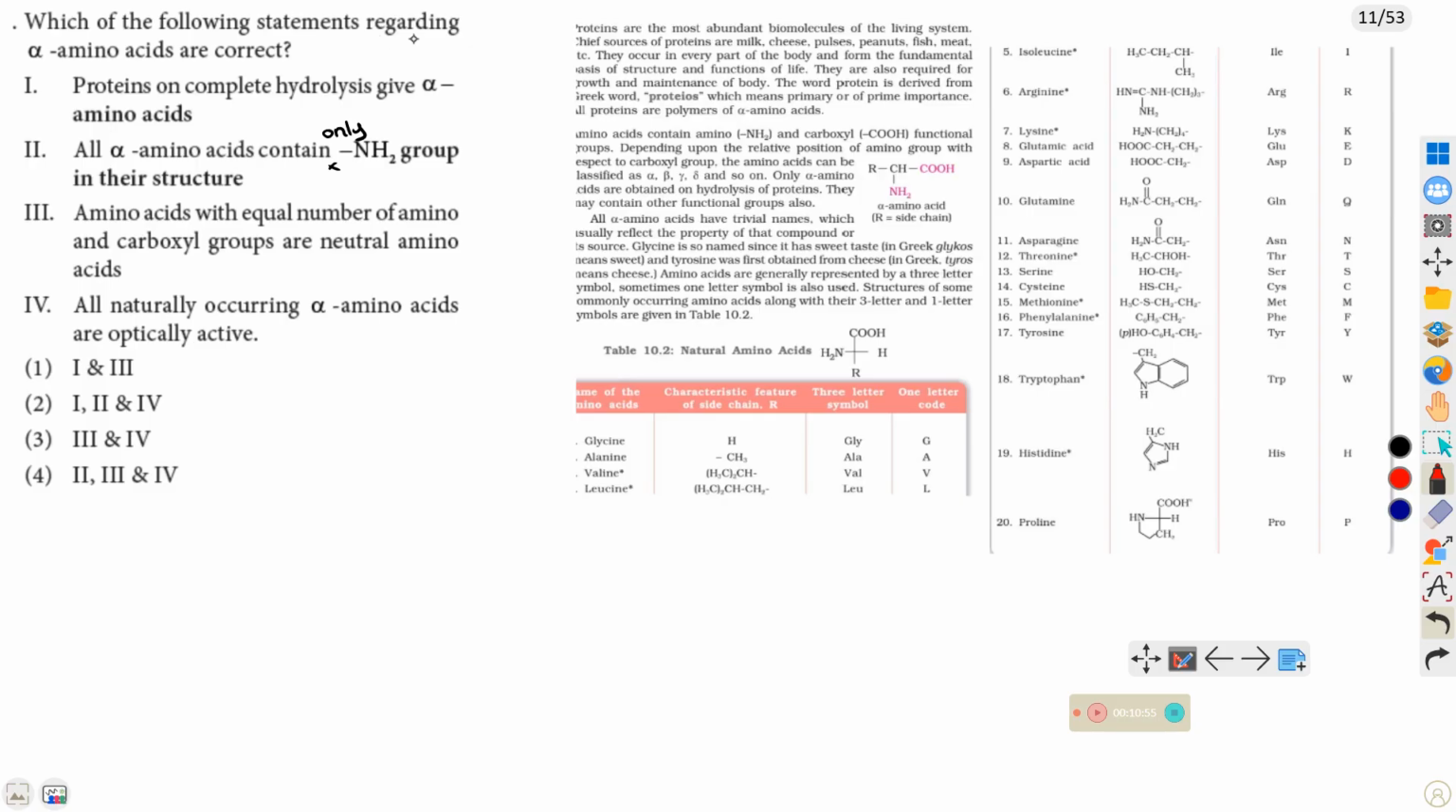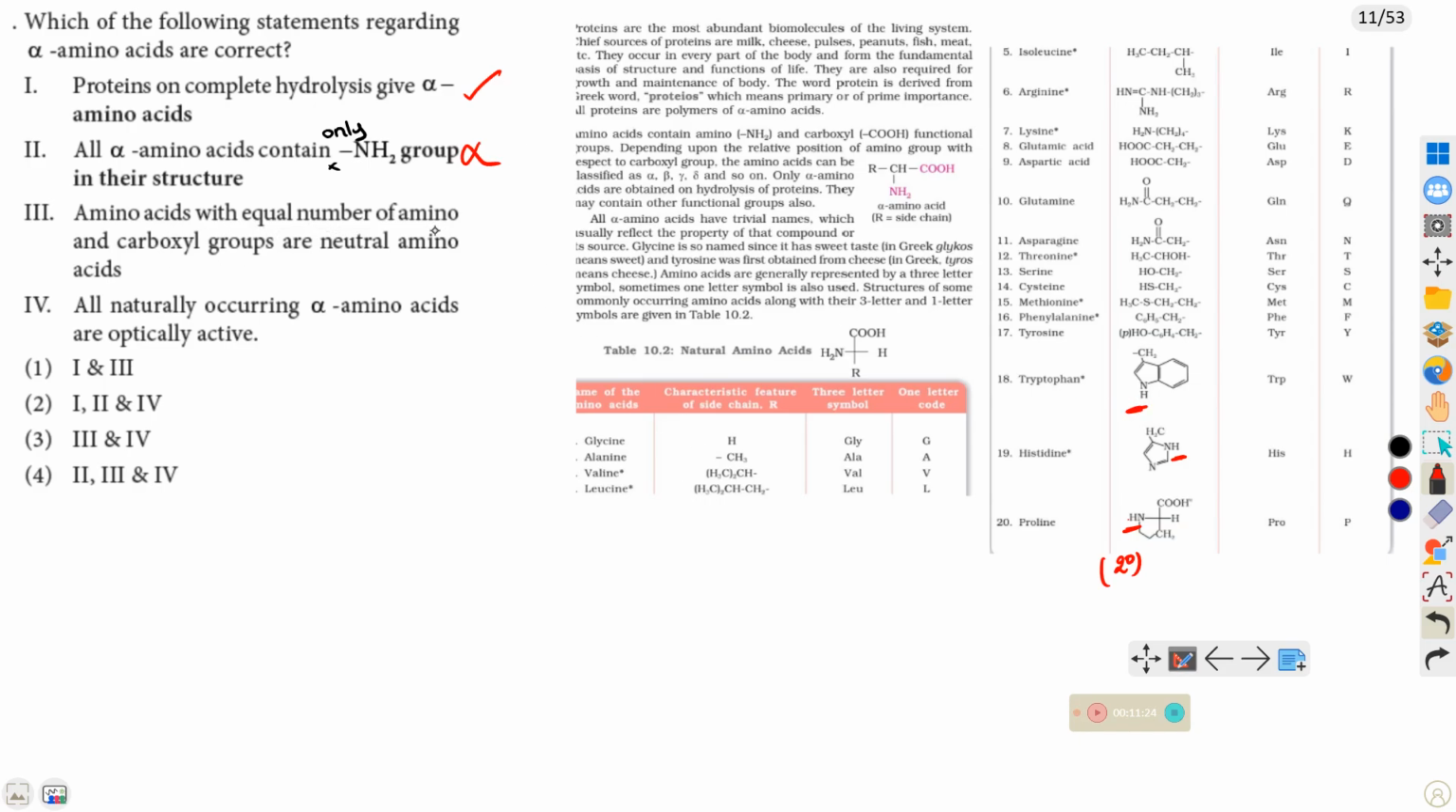Which of the following statements regarding alpha amino acids are correct? Proteins on complete hydrolysis give alpha amino acids. Correct. All alpha amino acids contain only the NH2 group in their structure. Not only the NH2 group; NH is also present. This is a 2 degree amine. This is also 2 degree. This is also 2 degree. That's the reason this statement is wrong.